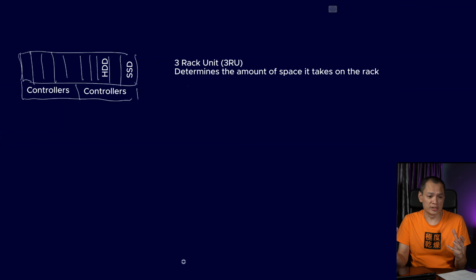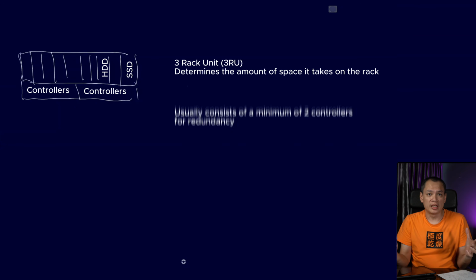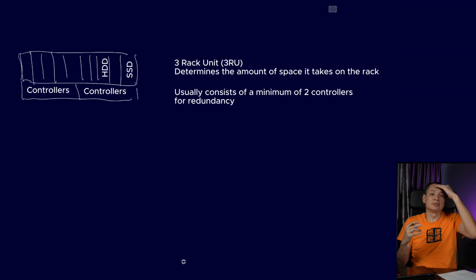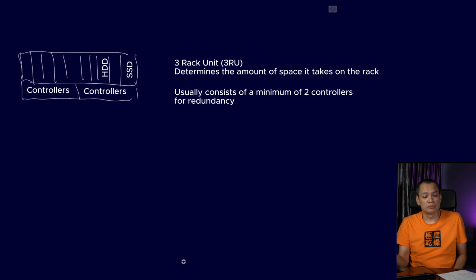The controllers function as the brain of the SAN, and the reason why there's 2 is for redundancy purposes. In case controller 1 fails, then you have controller 2 to pick up the slack. The whole theme about redundancy is very common as we discuss storage area networks, because everything that we talk about in storage is literally based on redundancy.